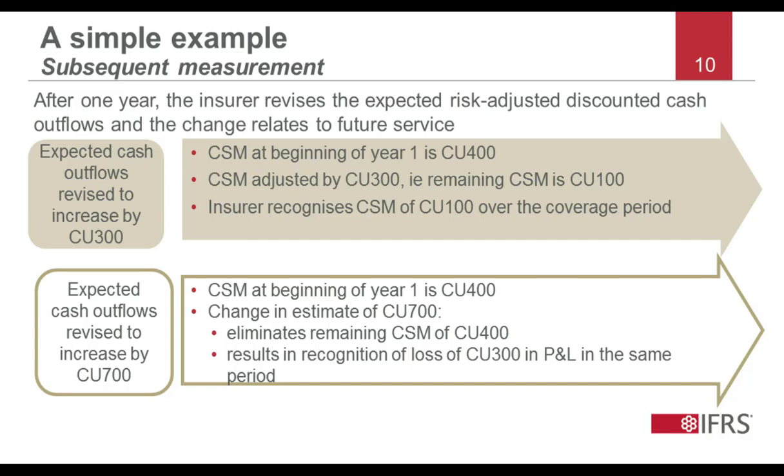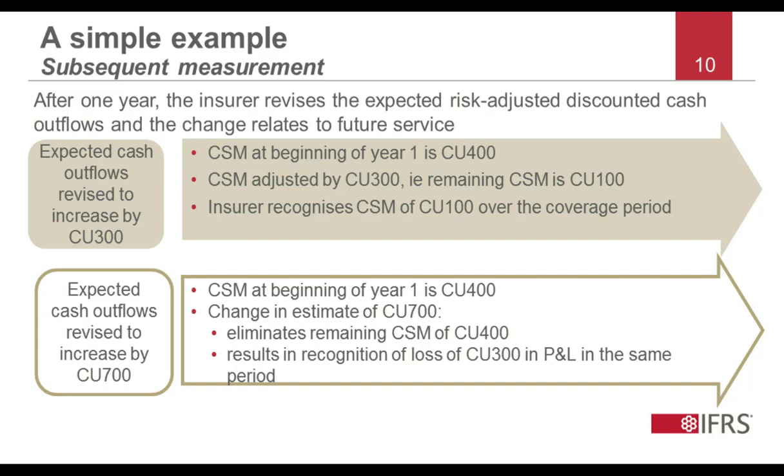Starting with the first example, the contractual service margin at the beginning of the first year is 400. Expected cash outflows are revised to increase by 300 at the end of the year. Because of the increased expected cash outflows, the CSM is subsequently reduced by 300 because those changes relate to future service. So the revised closing balance of the CSM in this simple example is 400 minus 300 equals 100. The insurer recognizes the revised CSM of 100 over the coverage period.